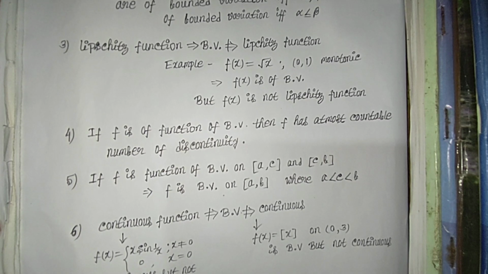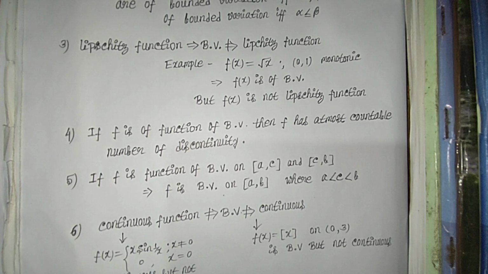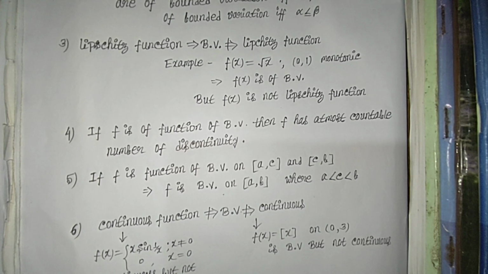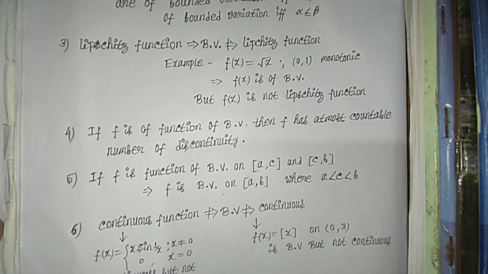Property 4 says that if f is of bounded variation, then f has at most a countable number of discontinuities. And property 5 says that if f is a function of bounded variation on the closed interval [a, c] and on the closed interval [c, b], then f is of bounded variation on the closed interval [a, b].